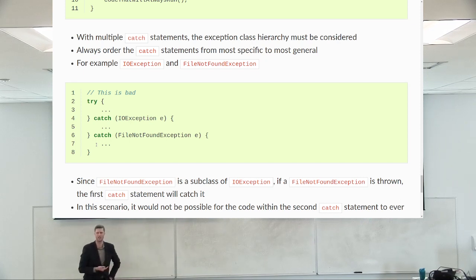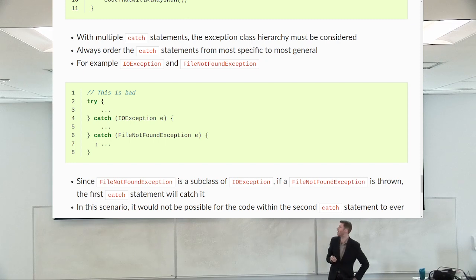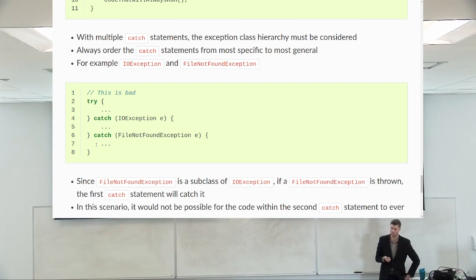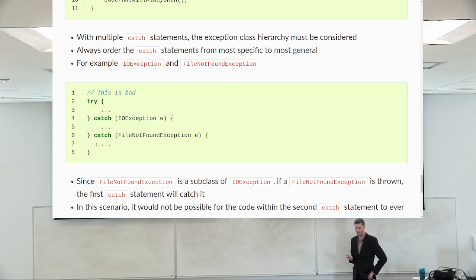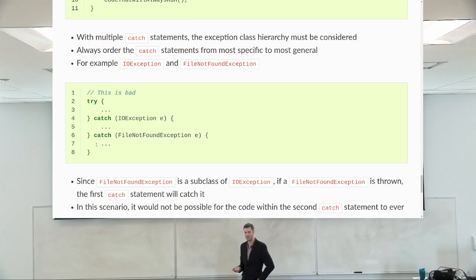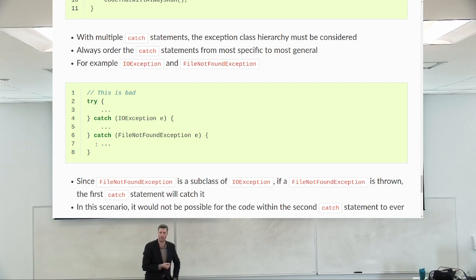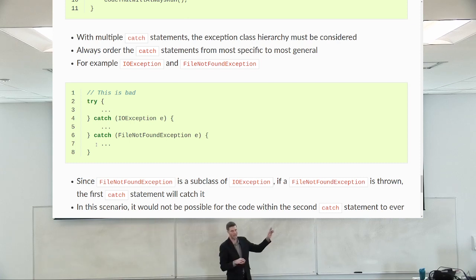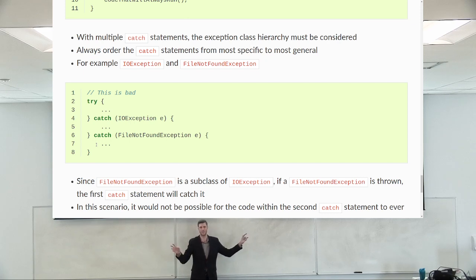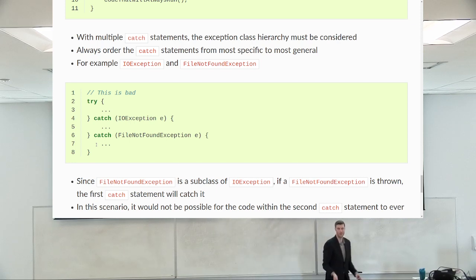I actually believe IntelliJ does a good job at warning you if you put them out of order. But FileNotFoundException is a subtype of an IOException. So if a FileNotFoundException is thrown, a FileNotFoundException is an IOException, meaning whatever's on line 5 would get run. But that might not really be what you want. Maybe what you want is, if it's a FileNotFoundException, I want it to do A. And if it's just any other arbitrary IOException, I want it to do B. But the problem is, all FileNotFoundExceptions are IOExceptions.